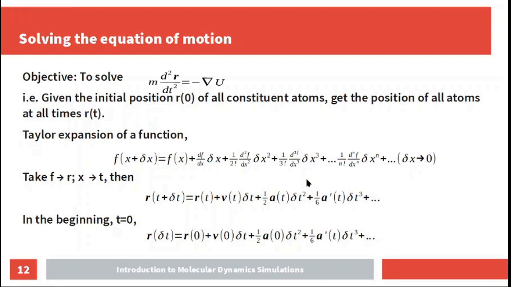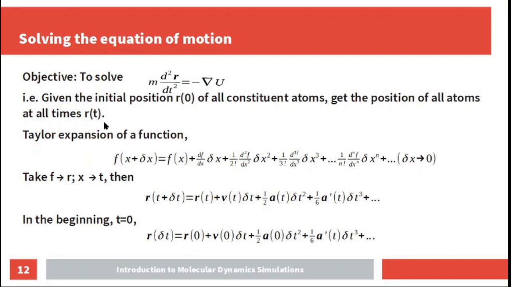So with this we come to how to solve the equation of motion, that is the central part of molecular dynamics simulations. The objective here is to solve the equation mass times acceleration is negative gradient of some potential energy. Here we are not including the barostat or thermostat terms, just for simplicity. So we are talking about simulations in NVE ensemble for the time being. So this means given the initial position r at t equal to 0 of all constituent atoms, get the position of all atoms at all times, r as a function of t.